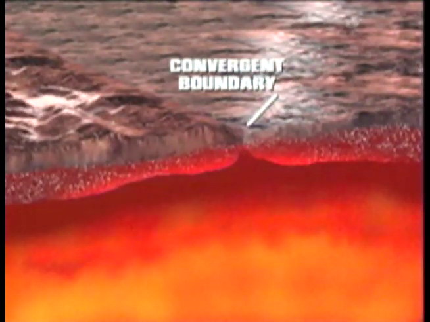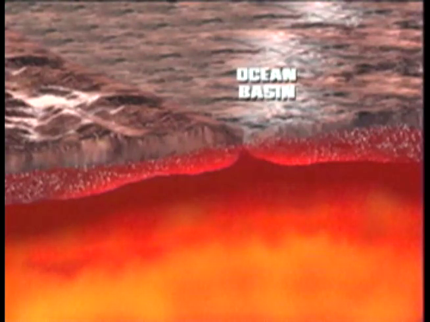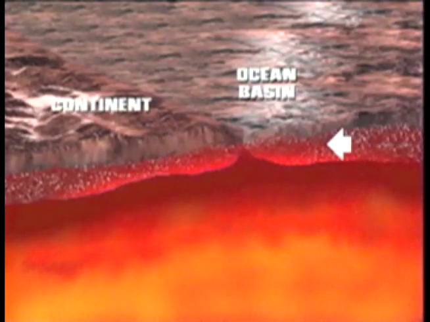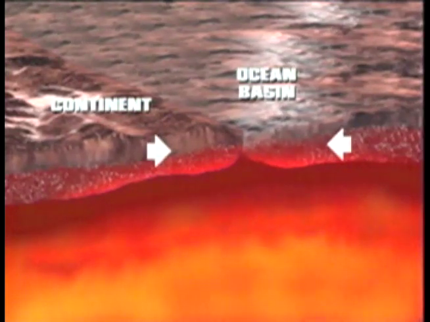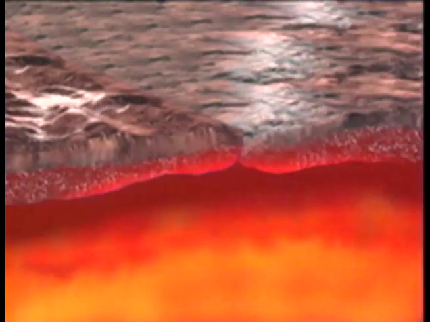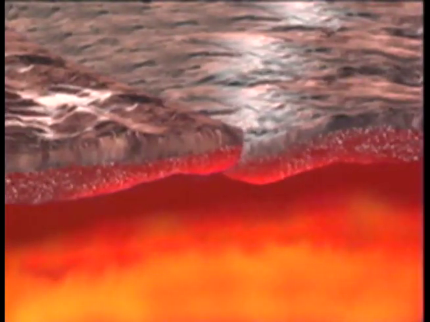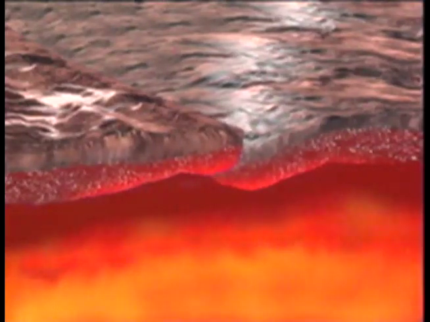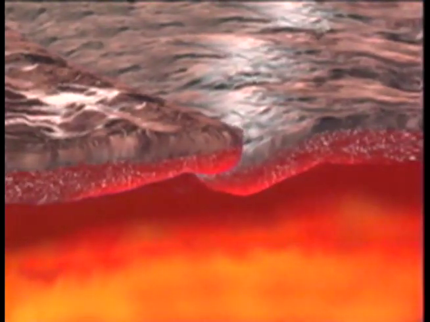This is a cross-section of a convergent boundary. In this example, the plate on the right is carrying an ocean basin and is moving in this direction. The plate on the left is carrying a continent and is moving in the opposite direction. The plate carrying the ocean basin is heavier and is diving beneath the plate carrying the continent. The leading edge of the diving plate is consumed back into the Earth's mantle.